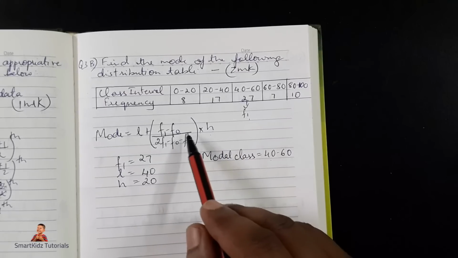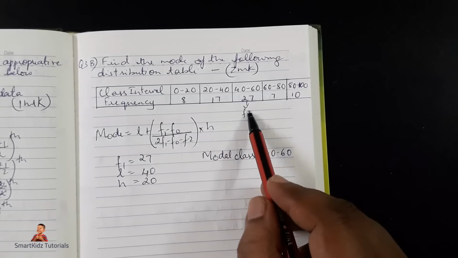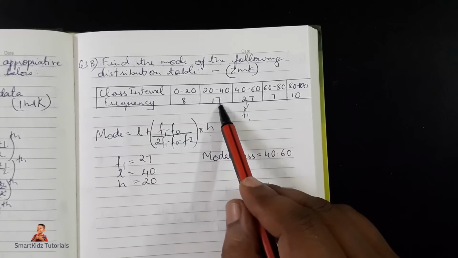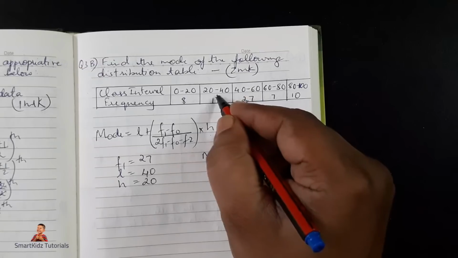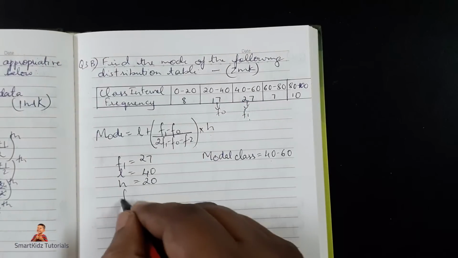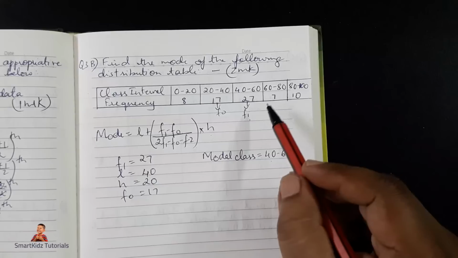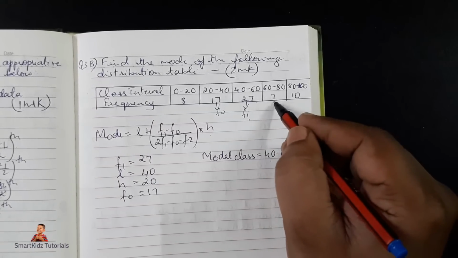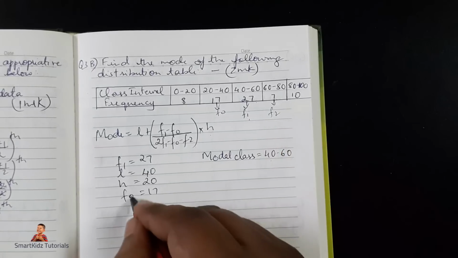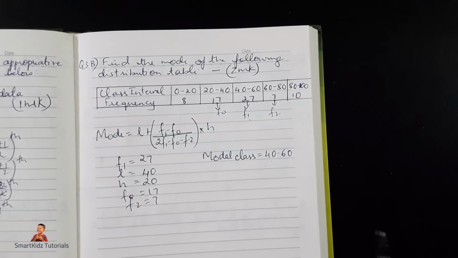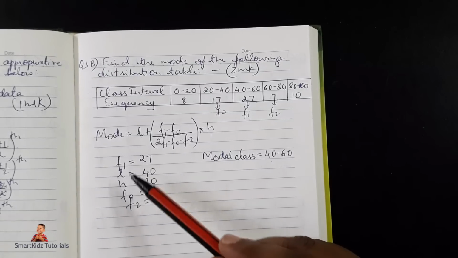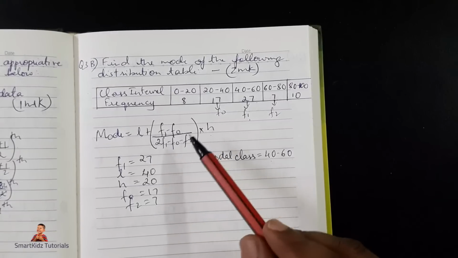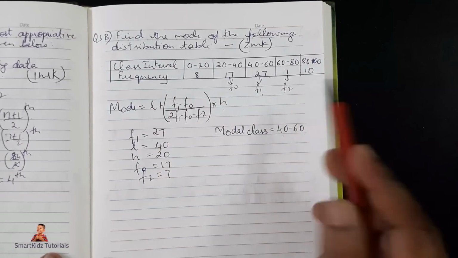Next we need to find F0 and F2. So F0 is the frequency of the class preceding the modal class. So that is 17. So 17 will be our F0. And F2 is the frequency of the class succeeding the modal class. So this is the frequency. Okay. So F2 is equal to 7. Now we have got L, F1, H, F0, F2. We are good to go and find the mode of this particular data.